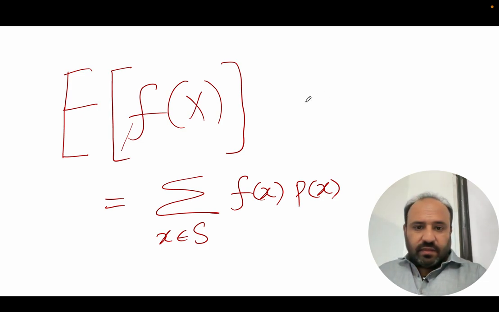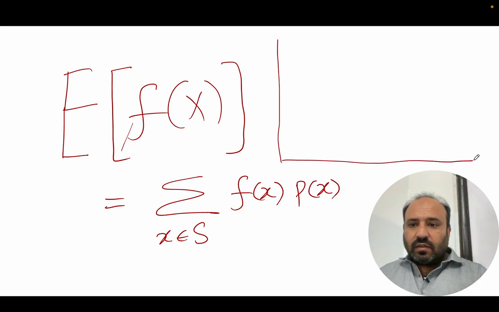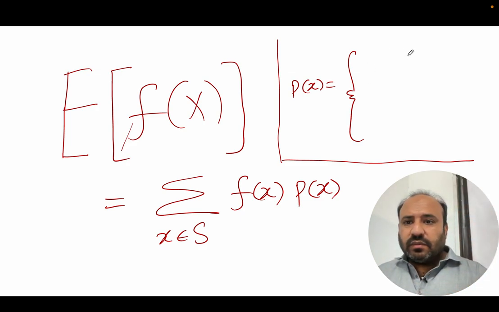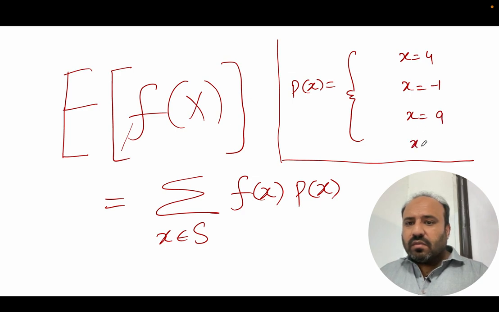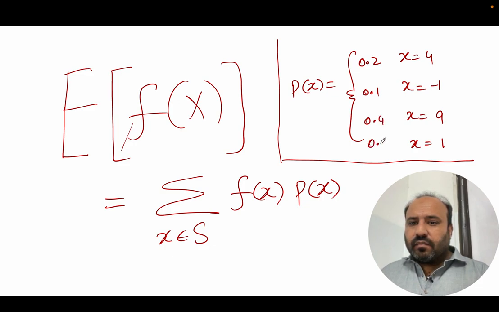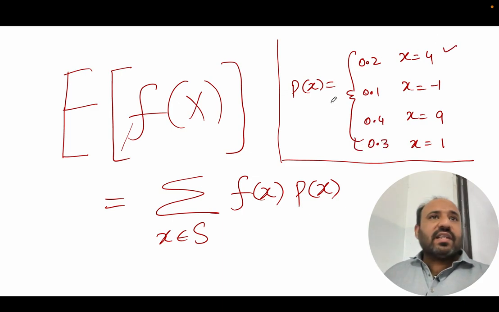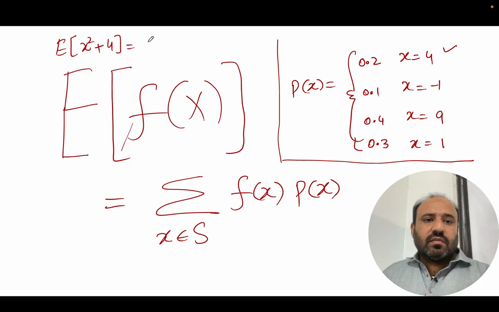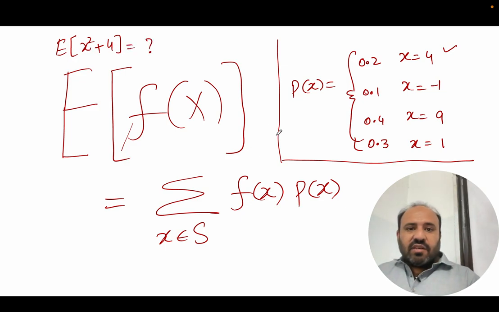Let's test your understanding. This is a fundamental problem. So this is the distribution of x, and your goal is to find the expected value of x square plus 4. Come on. This is the formula you have. Hurry up.